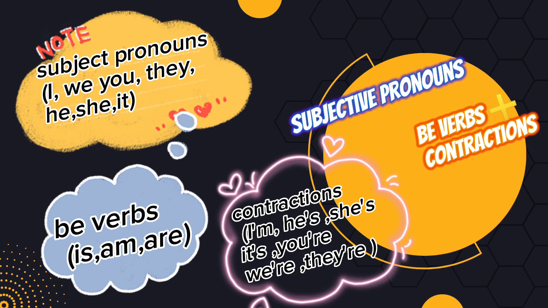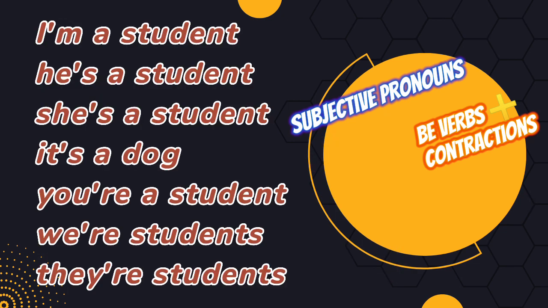Now, a contraction is a more common way of saying subjective pronouns and their be verb. It's faster and quicker and shorter. It's more common. I want you to use contractions. So I am becomes I'm. He is, he's. She is, she's. It is, it's. We're going to take a look at some sentences using the be verbs.